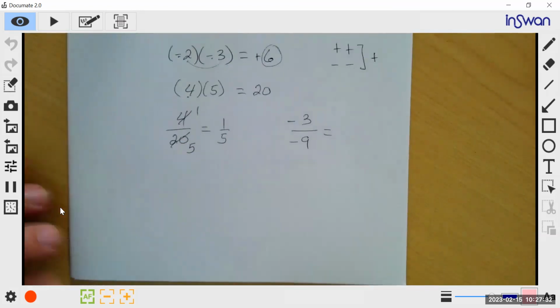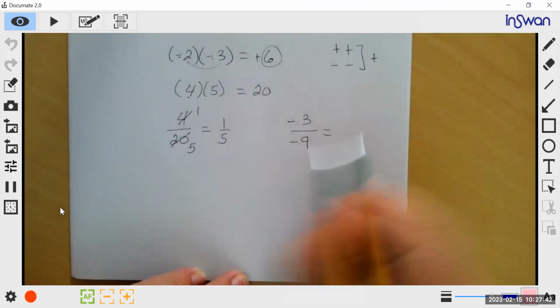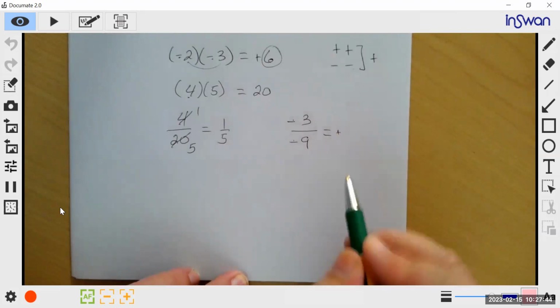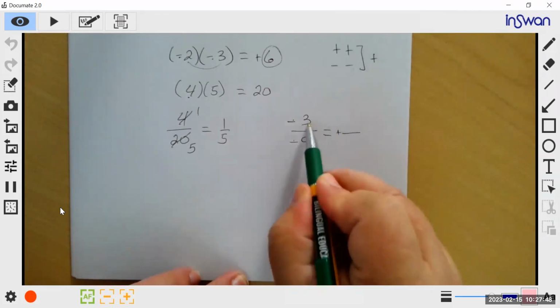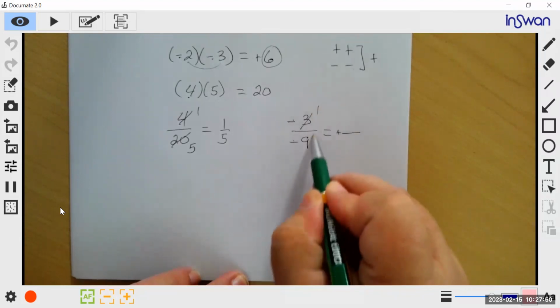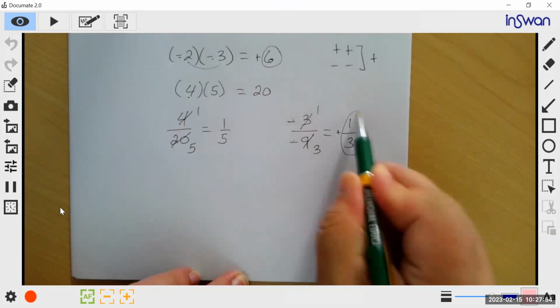-3 over -9. Since the signs are the same, the answer is going to be positive. 3 goes into 3 once, 3 goes into 9 3 times, so the answer is positive 1/3.